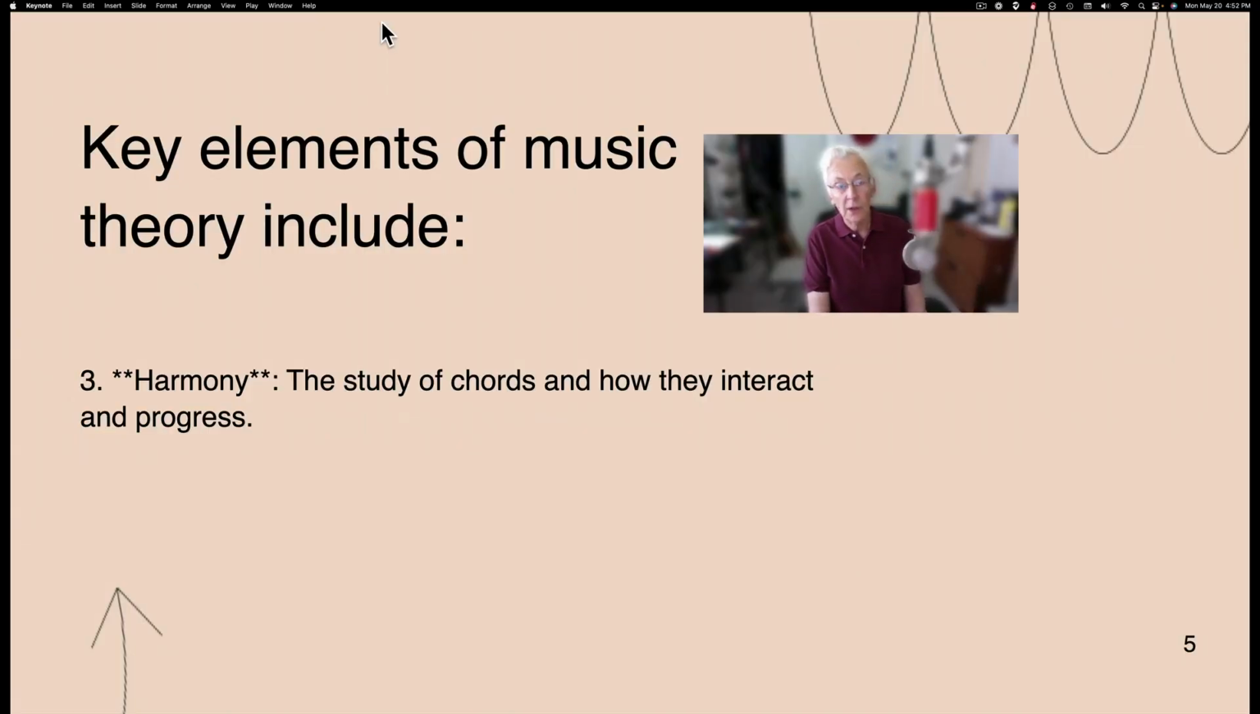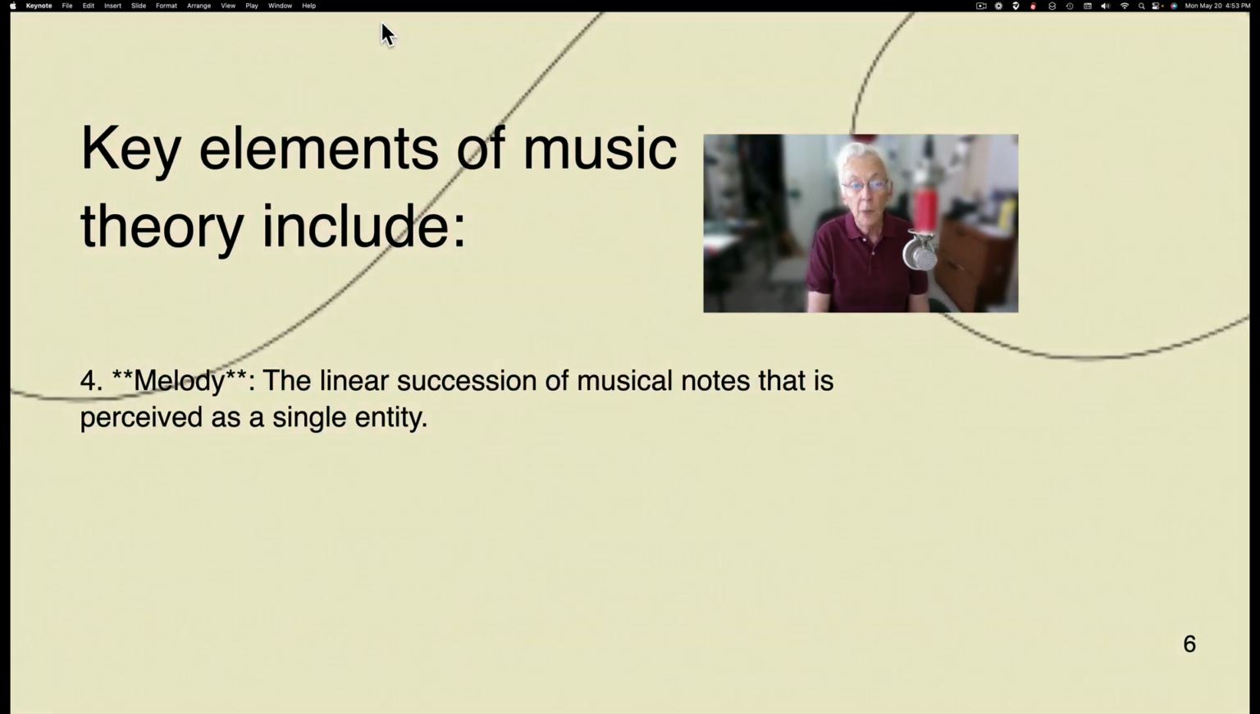The third element we're going to talk about is harmony. Harmony is the study of chords and how they interact and progress through a song. Vocals often have harmony, and they give a song rich beauty that is all accountable and ties back to this concept of harmony. Number 4 is melody. Now we know what the melody is. That's that part of the song that you hear. But it's a succession of musical notes, and it's often the melody that makes a song memorable. But it can also be perceived and discussed as a single entity.